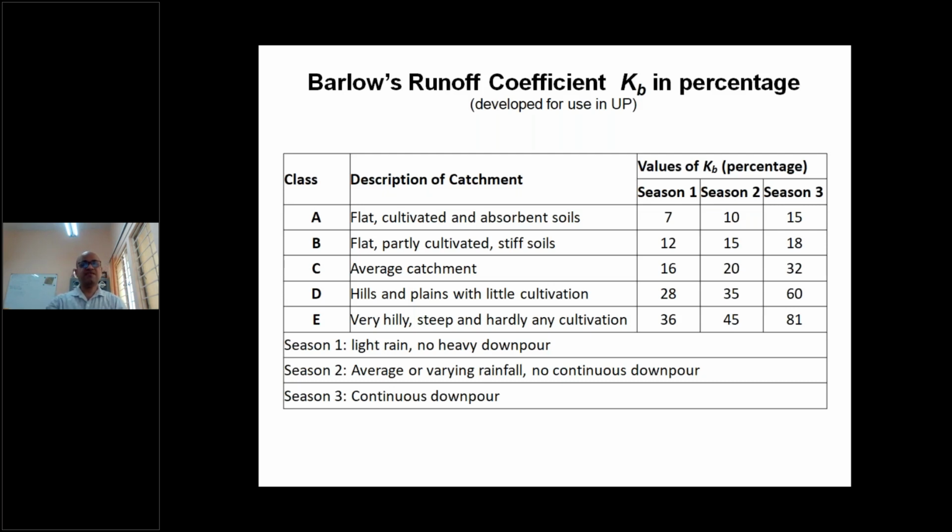For these 5 types of catchments and these 3 types of seasons, he has calculated the runoff coefficient. So if you know which catchment you are in and what kind of season it is, you can pick this runoff coefficient, multiply it with the observed precipitation data, and calculate the runoff.